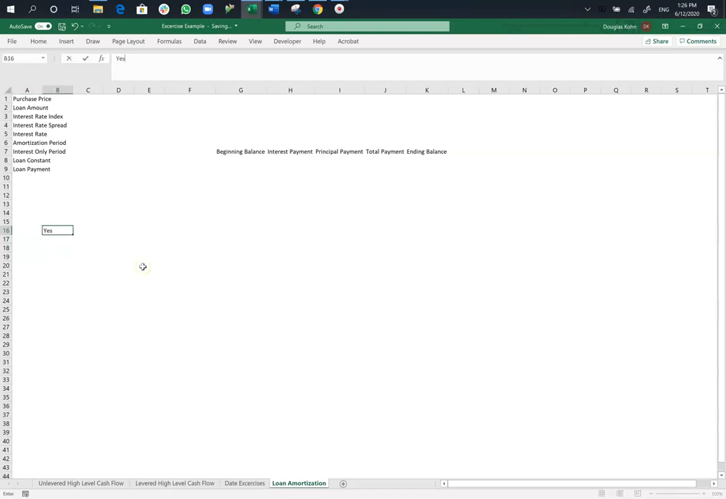So let's say yes, no, 1, 2. Because we will need an if statement for one of the items in this. So I'm going to say if this cell equals yes, then deliver 1. If not, deliver 2. So you can say this is the logical test. If that cell equals yes, and if you're dealing with words, it has to be in quotation marks, deliver a 1. If not, deliver a 2.